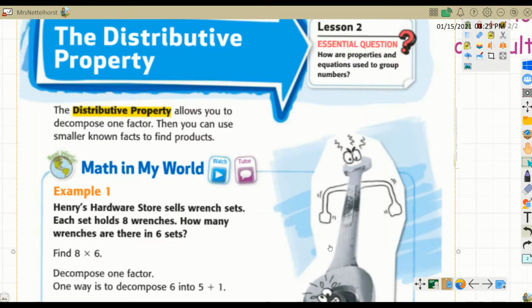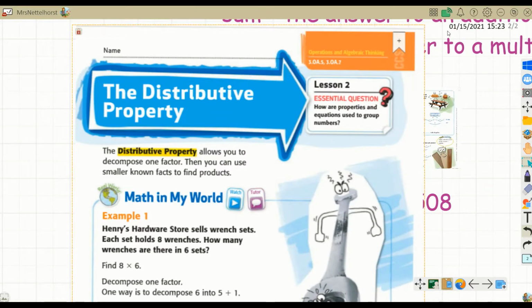The distributive property allows you to decompose one factor, then you can use the smaller known facts to find products. We just went over what those vocabulary words mean. So Henry's hardware store sells wrench sets. Each set holds some wrenches. Okay, so I see these wrench sets. I know what wrenches are because I used to work on cars with my dad. And so I know what those are. And I know that they each hold some amount of wrenches in them.